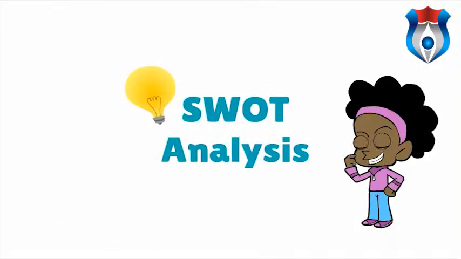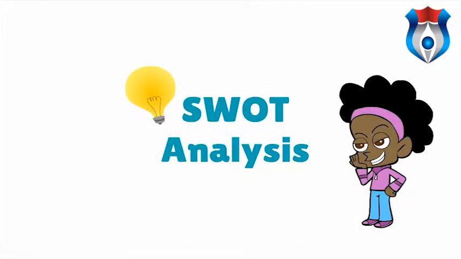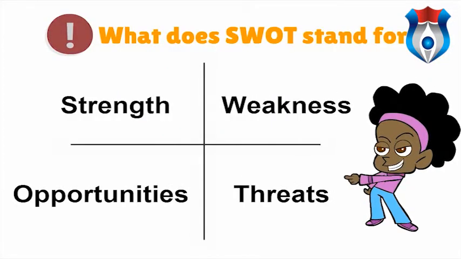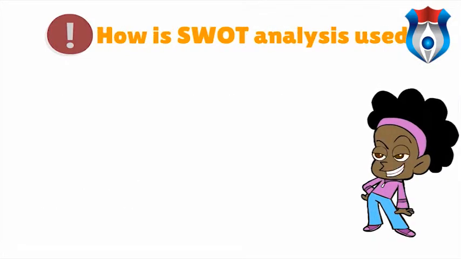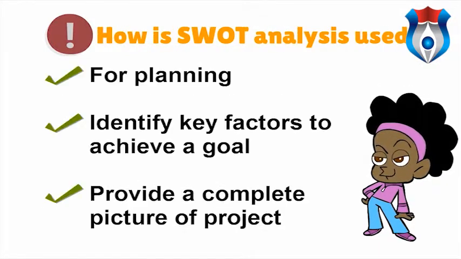SWOT analysis. What does SWOT stand for? Strength, weakness, opportunities, threats. How is SWOT analysis used? For planning. Identify key factors to achieve a goal. Provide a complete picture of the project.